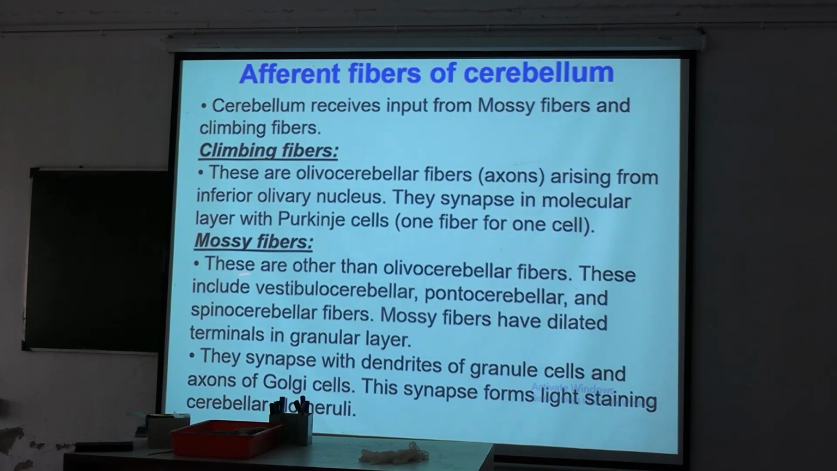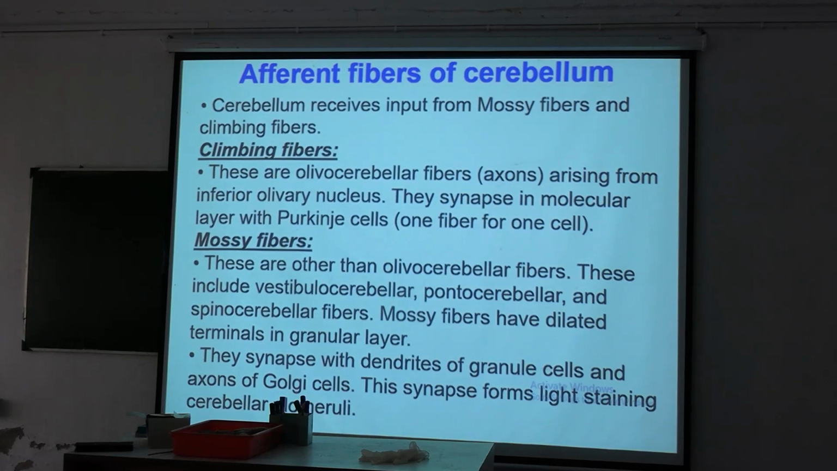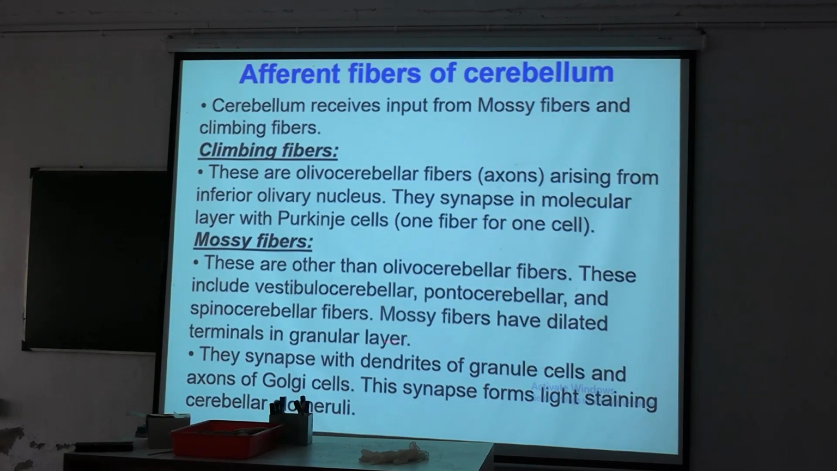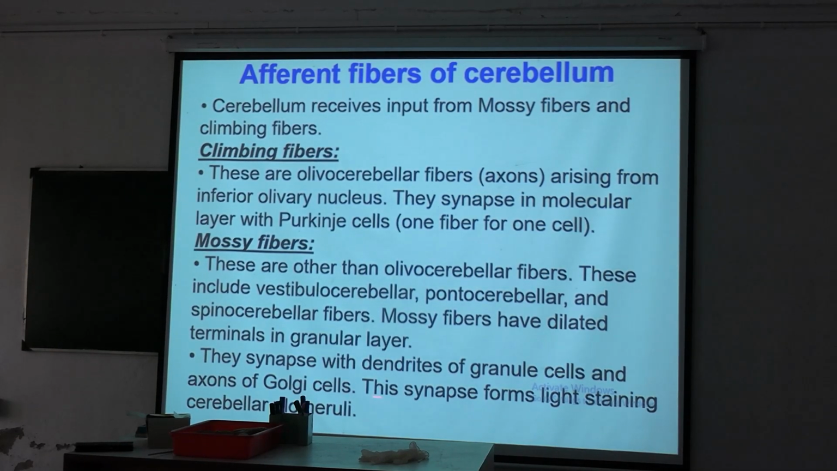And mossy fibers, these are other than olivocerebellar fibers. Rest of the fibers are called mossy fibers, and these include vestibulocerebellar, pontocerebellar, spinocerebellar fibers, and mossy fibers have dilated terminals in the granular layer. They synapse with dendrites of granule cells and axons of the Golgi cells, and this synapse forms a light staining cerebellar glomeruli. Okay.